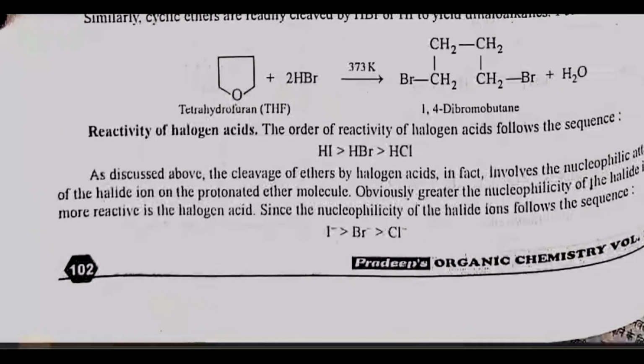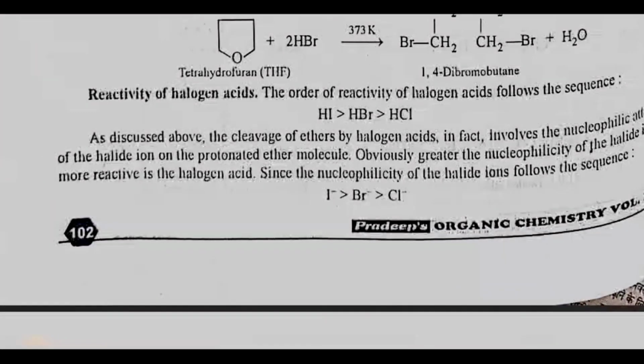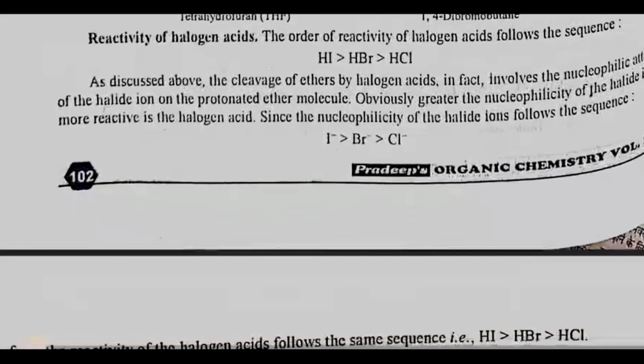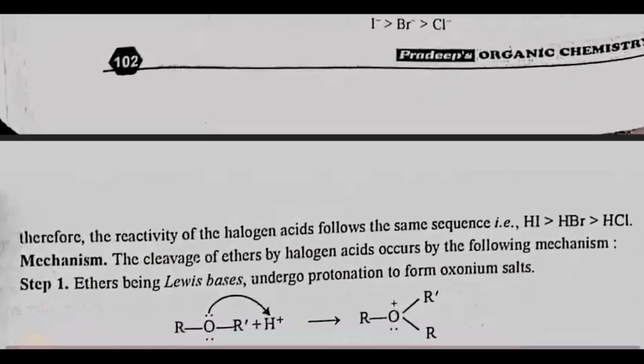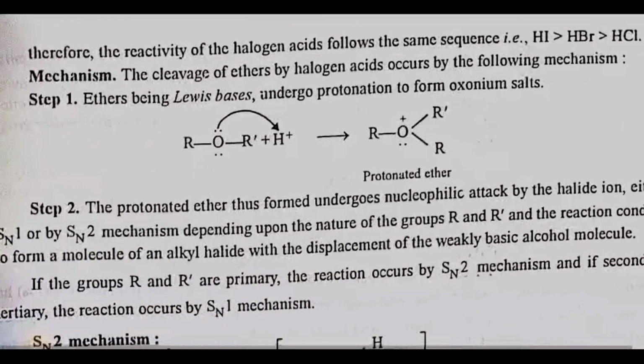Reactivity of halogen acids. The order of reactivity of halogen acids follows the sequence HI more than HBr more than HCl. As discussed above, the cleavage of ethers by halogen acids in fact involves the nucleophilic attack of the halide ion on the protonated ether molecule. Obviously, greater the nucleophilicity of the halide ion, more the reactivity of the halogen acid. Since the nucleophilicity of halide ion follows the sequence I negative more than Br negative more than Cl negative, the reactivity of the halogen acids follows the same sequence, that is HI more than HBr more than HCl.